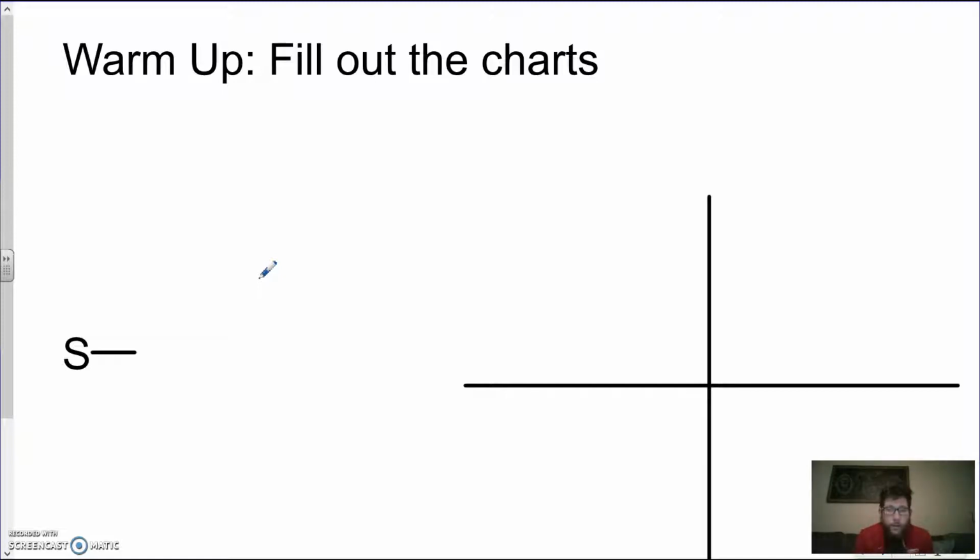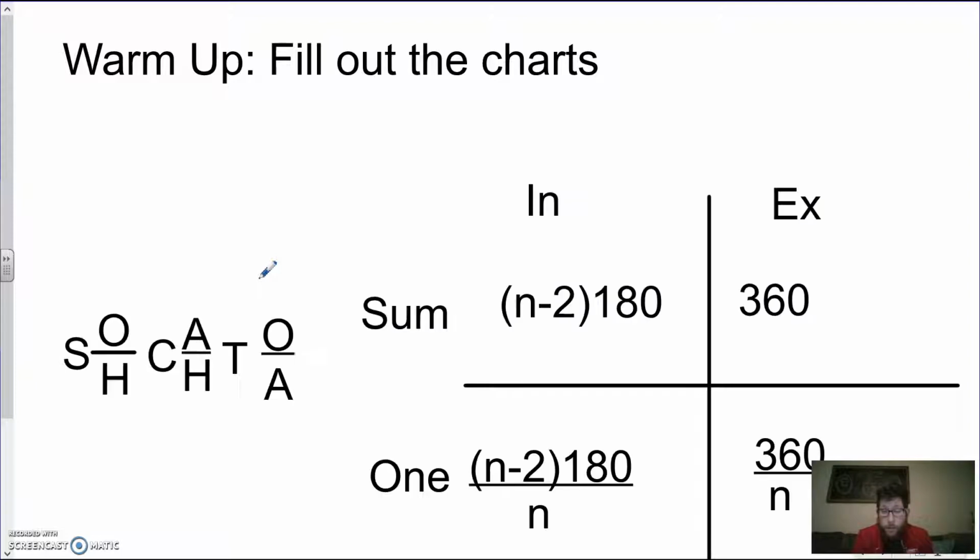Alright, so hopefully you finished the chart. So what we're going to do is take a look at what it should look like. So this first one should say SOHCAHTOA, right? If we look here, we got O over H, CAH, A over H, and then TOA, O over A.